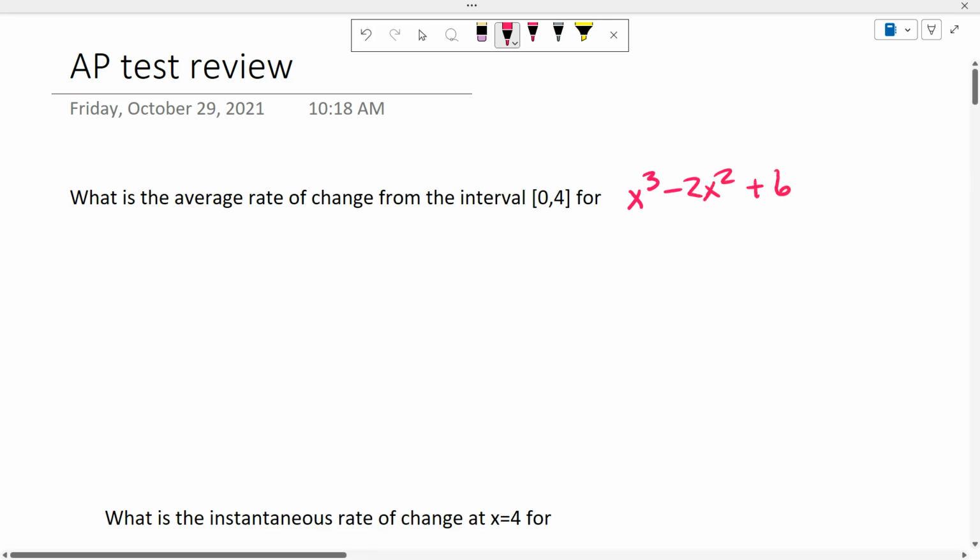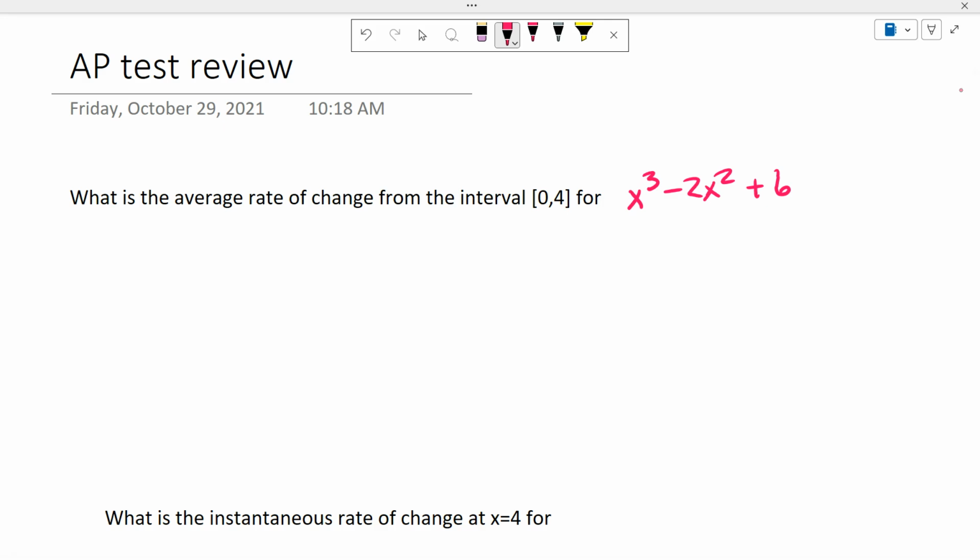All right. What's the average rate of change from 0 to 4 for x cubed minus 2x squared plus 6? How would we go about doing this? So you have to do the derivatives? We will not on this one. Average rate of change.